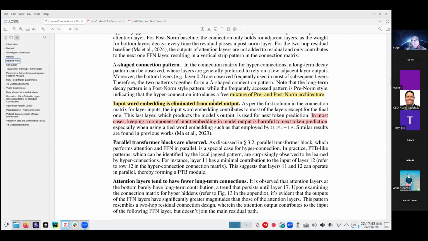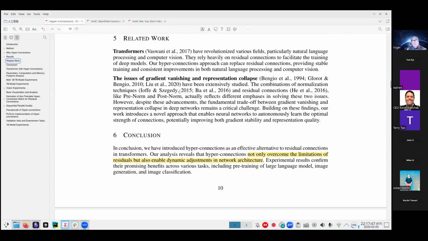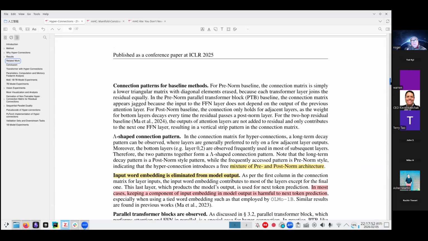Visual inputs are related work. That's okay. I think that's it from the first paper.